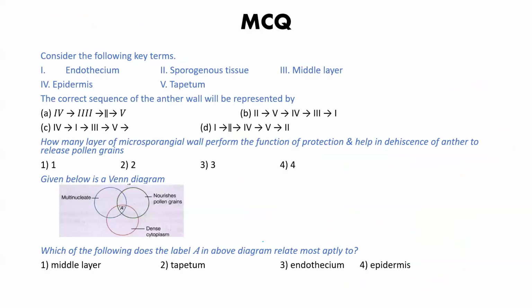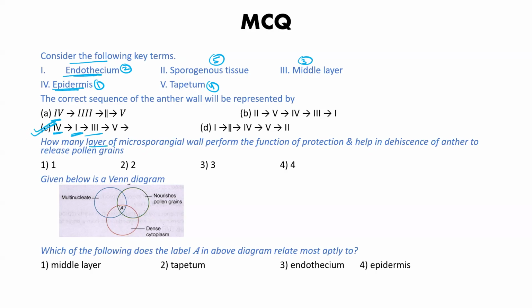Now let us see the MCQ. If I ask you what is the correct order, the first layer is epidermis. You know very well, the first layer is epidermis. Second is endothecium. Third will be the middle layer. Fourth will be tapetum, and innermost will be sporogenous tissue. So we have to start first from the fourth. So this is fourth, first given. Clear? Then this is correct up till here. Then second will be number one, yes, number one, endothecium. Then third will be the middle layer. So the answer is coming as option C.